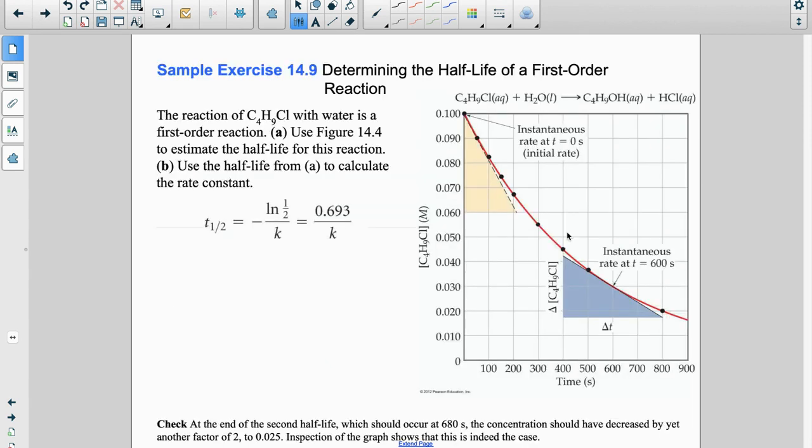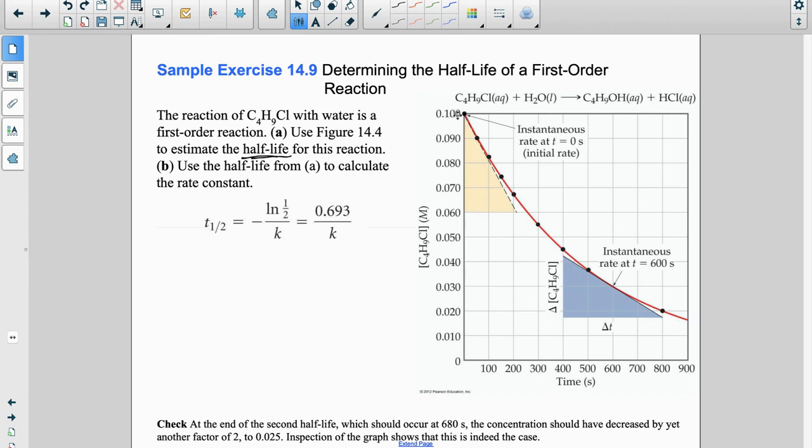Okay, so just one more example here. This reaction of C4H9Cl with water that they have shown before, we've seen this graph before, they say that it's a first order reaction. So based on that, we can look at the concentration versus time graph and start off at 0.1 and figure out the half-life that they're asking for in part A.